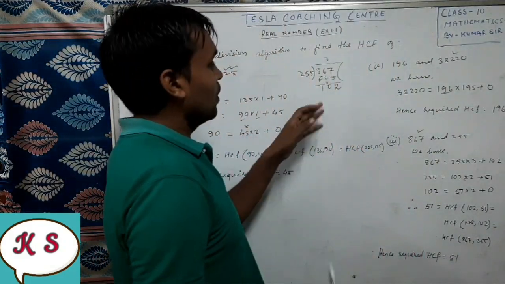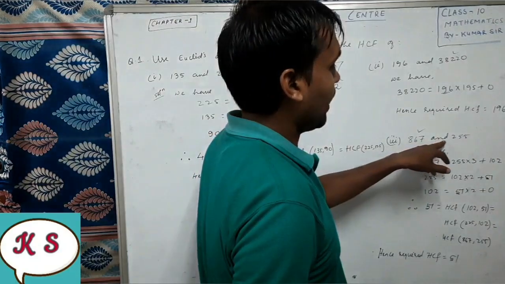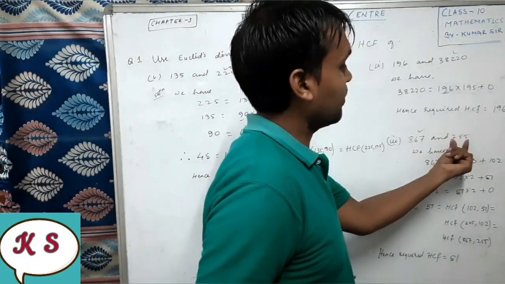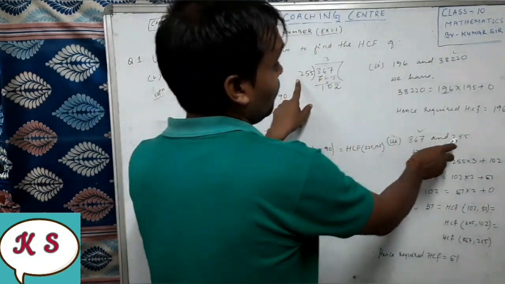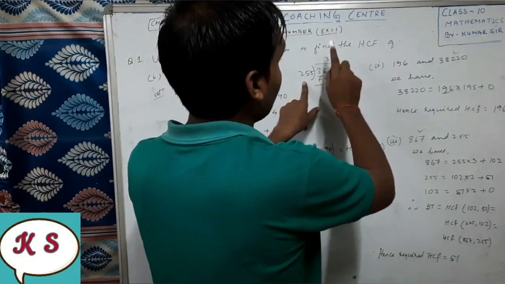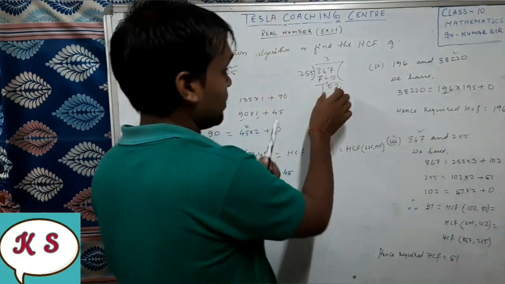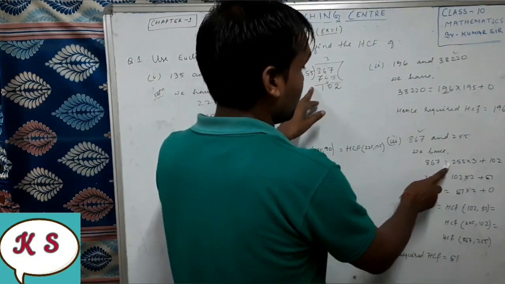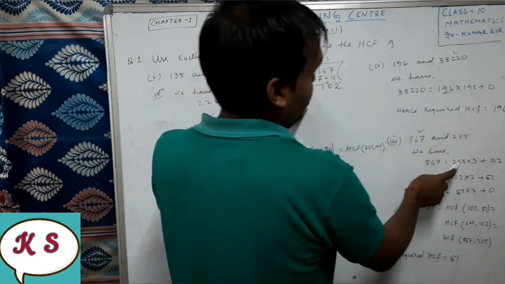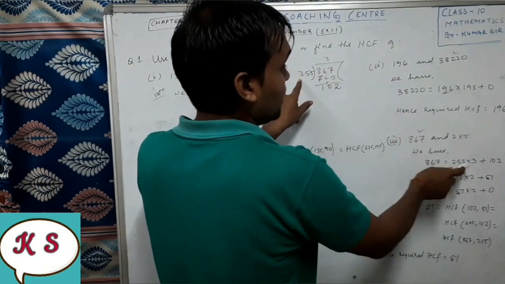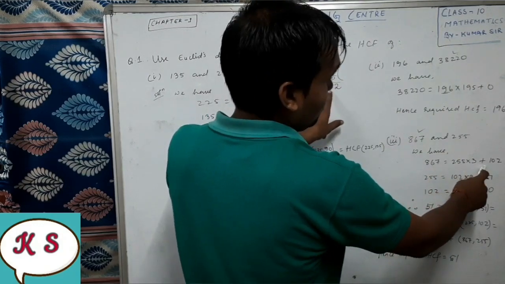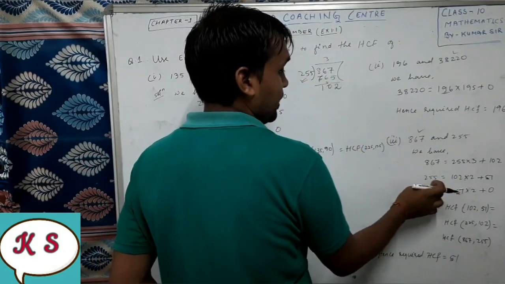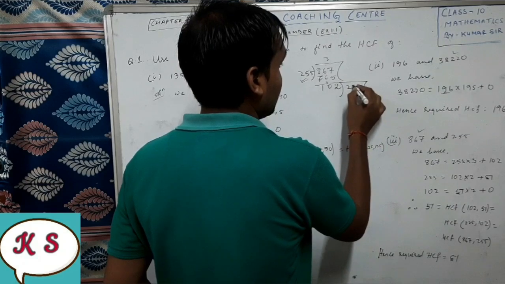See here, 867 and 255. Which one is the bigger one? 867. So this 867 will be divided by 255. How many times is it going? 3. 765. When you subtract it, you will get 102. So how to write it? You will write 867 equal to 255 into 3, and the remainder we got is 102. So plus 102.